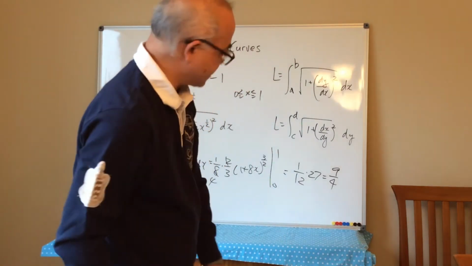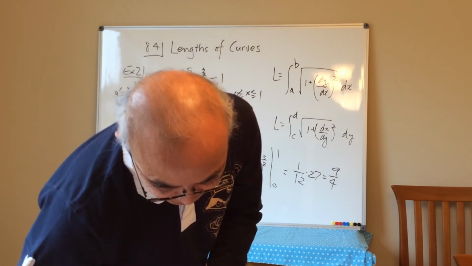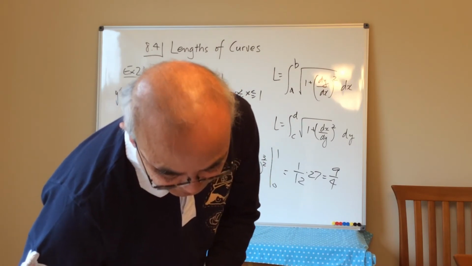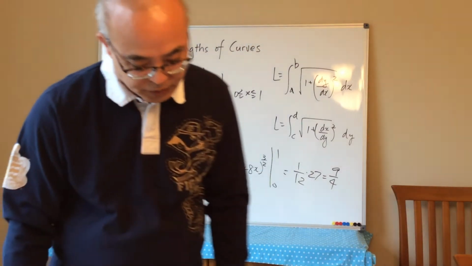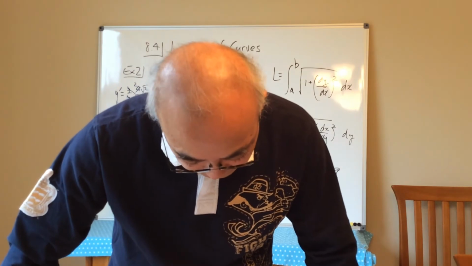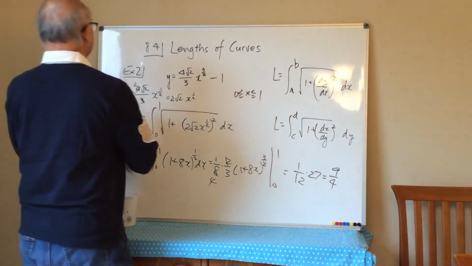26? Where's the 26? Where do I get 26 here? Okay, this seems to be the correct answer. So I don't know what's going on with the book there. All right, so let's go ahead and do example number 3.